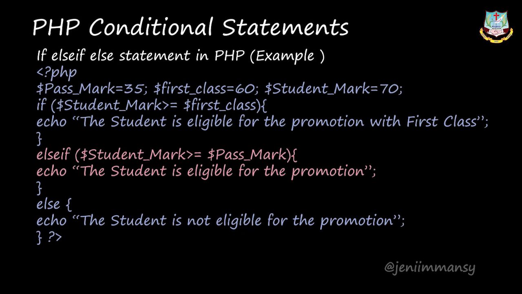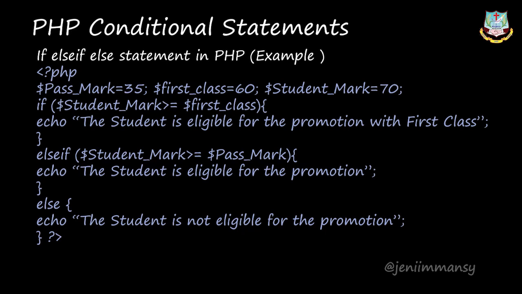That means here one condition is student mark greater than or equal to first class, meaning the student is promoted with first class, like that they are displaying. And the next condition is if the student has scored pass mark, the student is eligible for promotion. First it will check whether the mark is above the first class marks. If it is, the first set of statements will be executed and then the process will be stopped. If not, then it will go for the second condition.